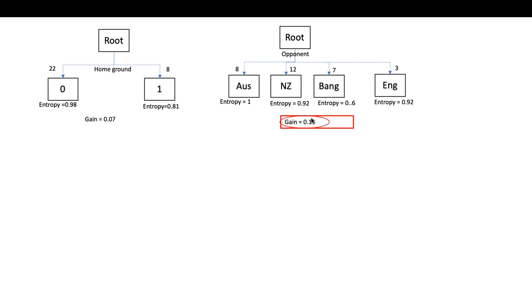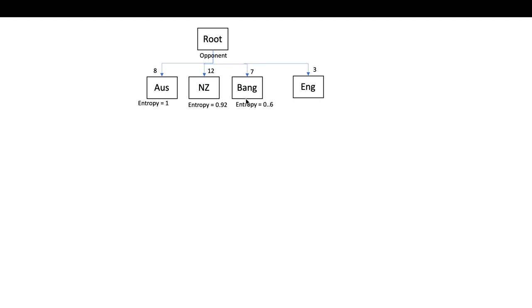So we need to choose. Of all the criteria that we have, bat first, home continent, home ground, opponents, and toss winner, we think that opponents is the best to split and we are getting the best gain, so we choose this condition to split our tables.